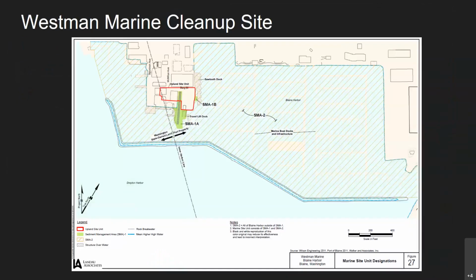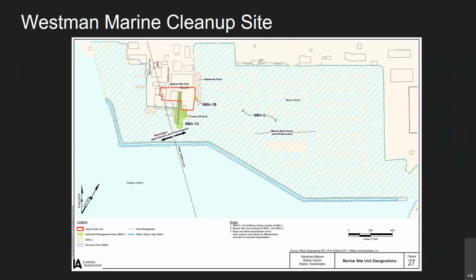So this slide basically outlines where the remedial investigation has determined the contamination lies and the areas of the site that we intend to work on. That outline in red is where soil contamination exists and where the cleanup will concentrate. The green is marine environment, affected marine environment and marine sediment, and that's where the majority of cleanup efforts will occur.